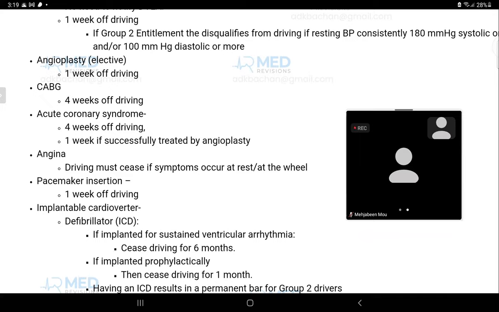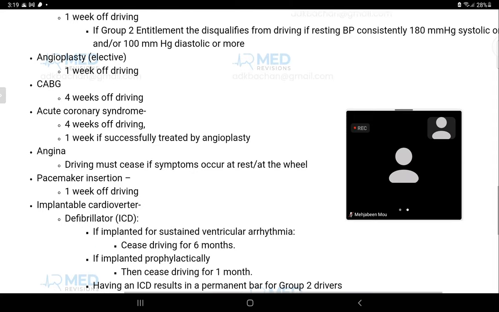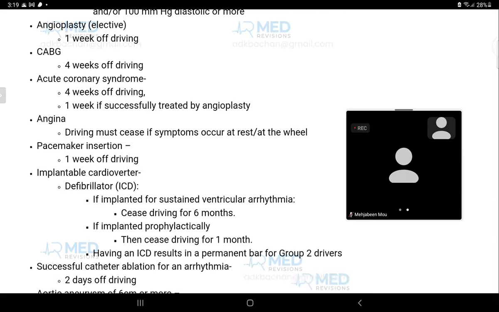Now, how would you remember this here? If he is having MI, if he's going for CABG, if he's having ACS, if he had an MI, if he went for thrombolysis, 4 weeks. Please write it down. CABG, ACS, MI, 4 weeks. Angioplasty, whether elective or successfully treated, 1 week, right? If he had a pacemaker, any procedure that he goes through, almost 1 week.